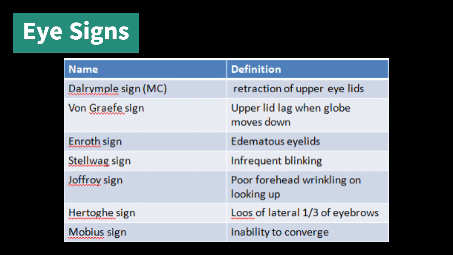In Stellwag sign, we will see that the patient blinks infrequently. In Geoffroy's sign, when the patient is asked to look up, usually what happens is our forehead wrinkles up. But in thyroid eye disease, and specifically in Geoffroy's sign, the forehead wrinkling will be absent or it will be poor. Next is Gifford sign, which is a loss of the lateral one-third of eyebrows. So if you look at the eyebrows, lateral one-third part will be lost. Finally, Mobius sign is an inability to converge the pupils.